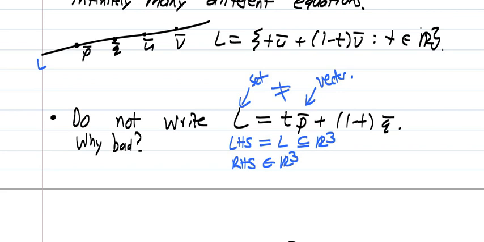The equal sign is a very special symbol. So what you have on the left, you must also have on the right. So if you have a set on the left, you must have a set on the right-hand side.